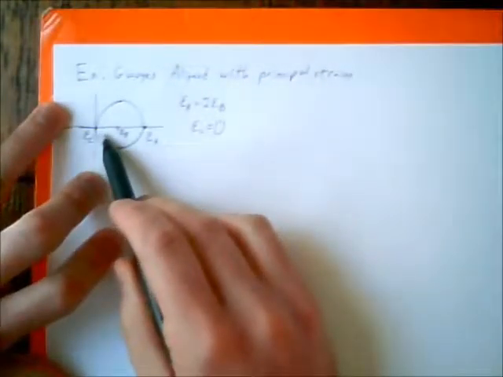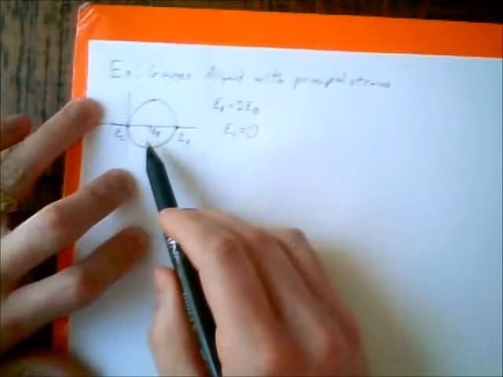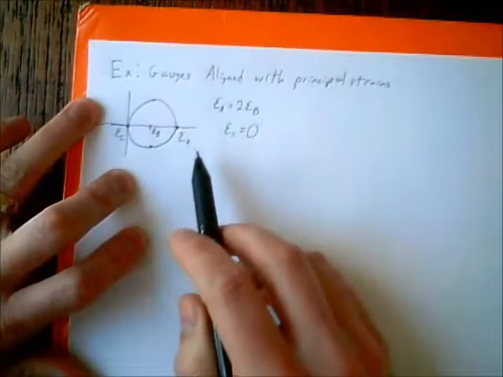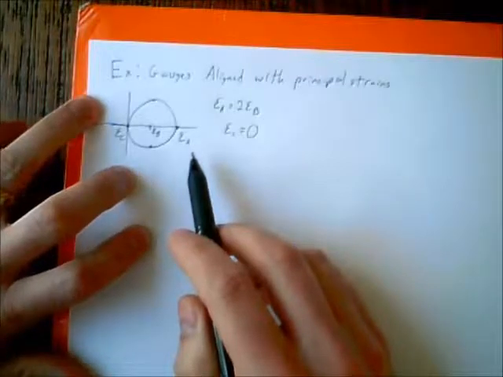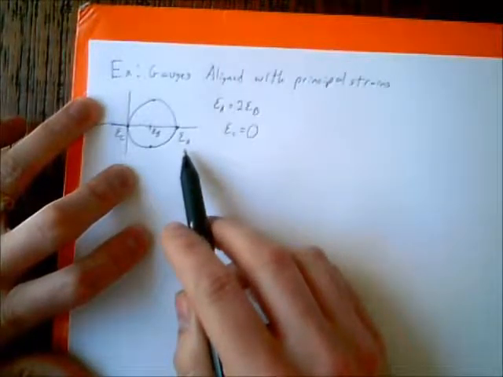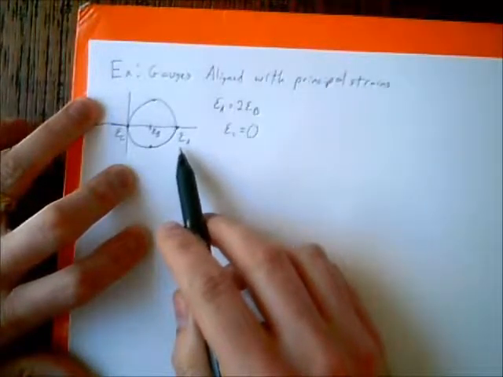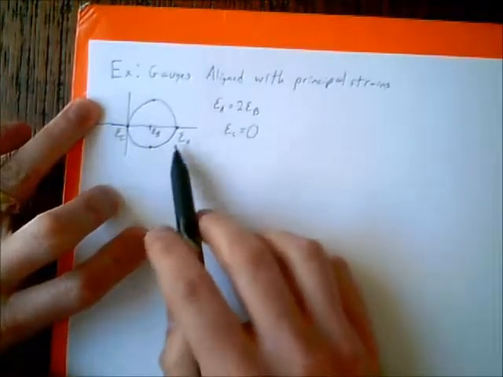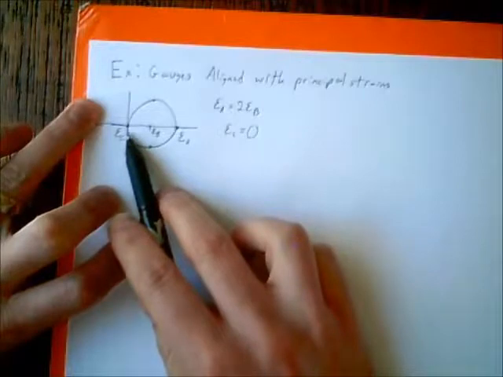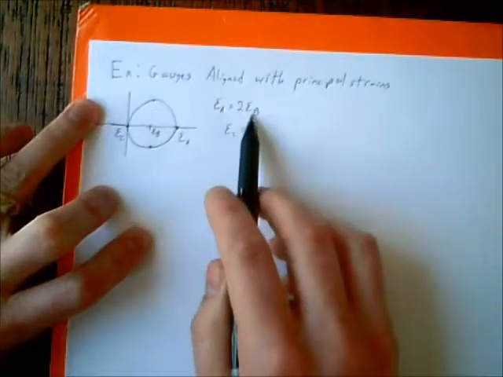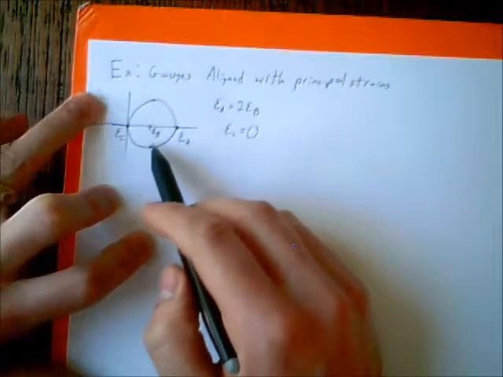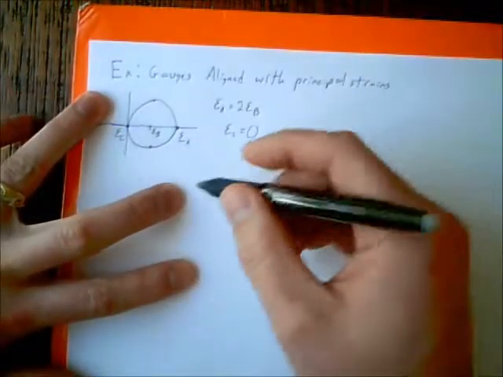So if you happen to have epsilon C equal to 0, you know your epsilon A is aligned along here, and epsilon A is 2 epsilon B, so you know that you're in this strain space.